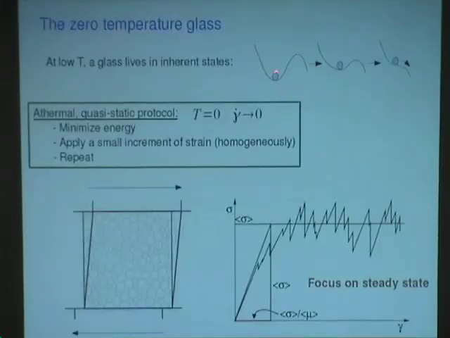And in these limits, the dissipation occurs because from time to time you will push the system past some instability threshold, and then it will need to relax in search of a new local minimum. So a way to implement that numerically is simply to minimize energy and to apply extremely small amounts of strain.